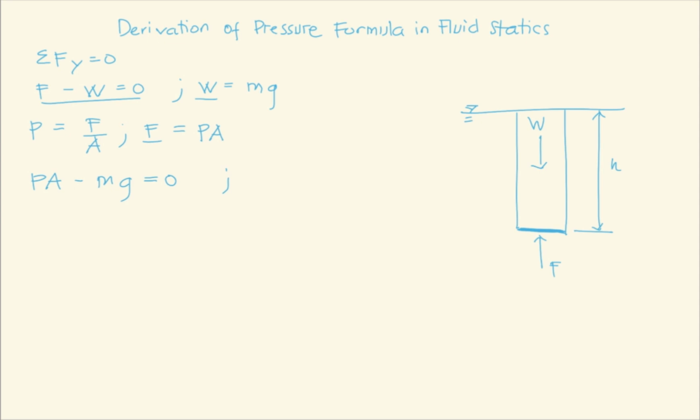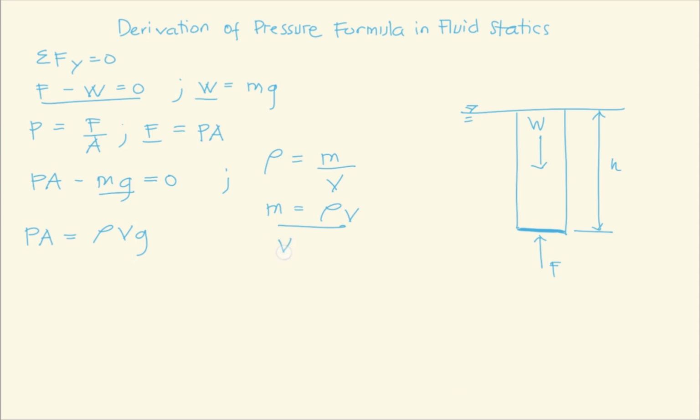Now we have to remember that density rho is equal to mass m divided by volume V, and that from here mass will then be equal to density times volume. We substitute this m here, so that PA, pressure times area, equals rho V times g.